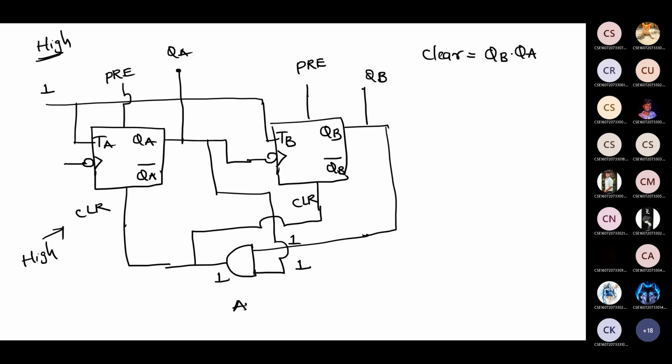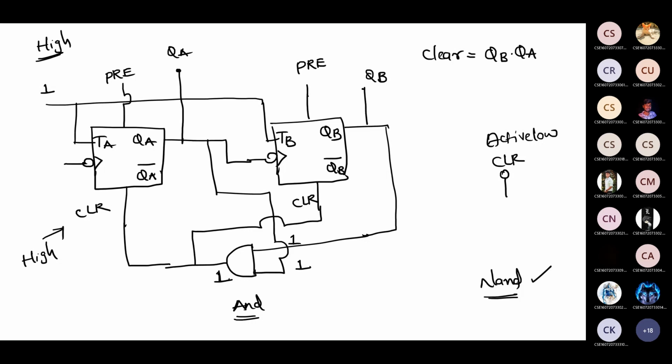What is the difference here? There I have taken NAND gate, here AND gate. Why? There clear I have taken as active low, but here I am taking clear as active high. So if clear is active high, in order to implement that, go for AND gate. If you are going for active low clear, you can do that one with NAND gate. So this is the main difference which you need to understand.